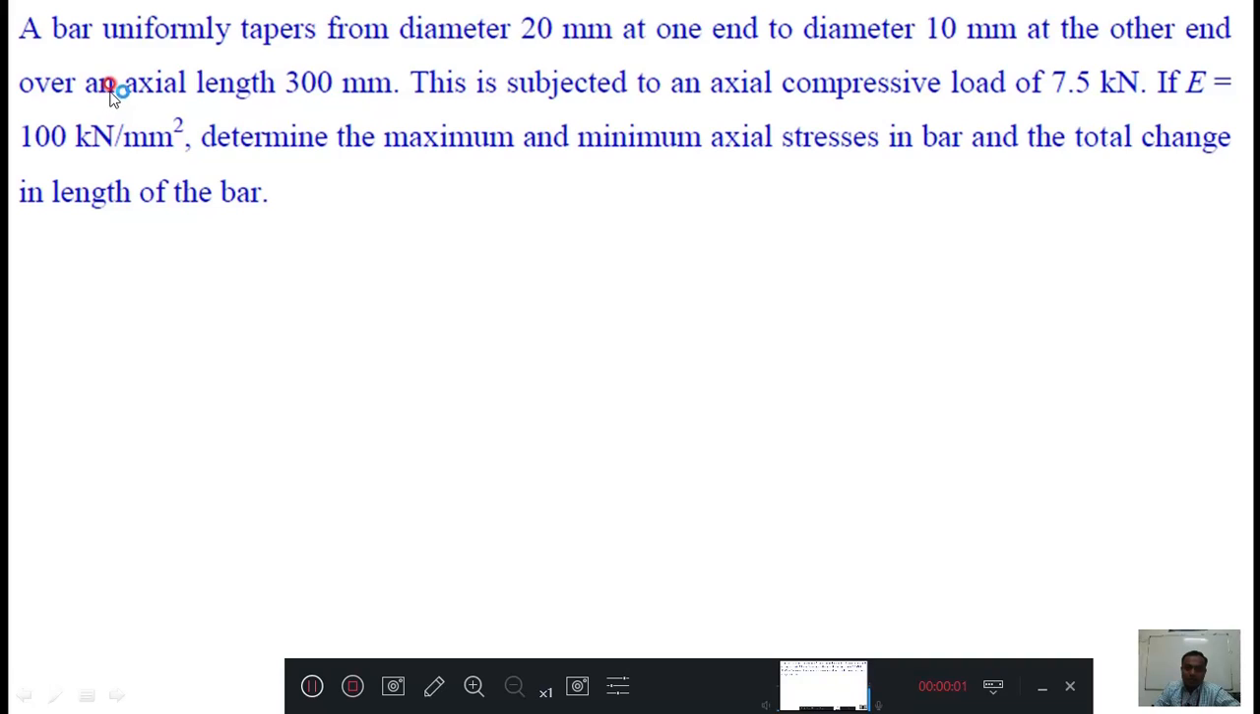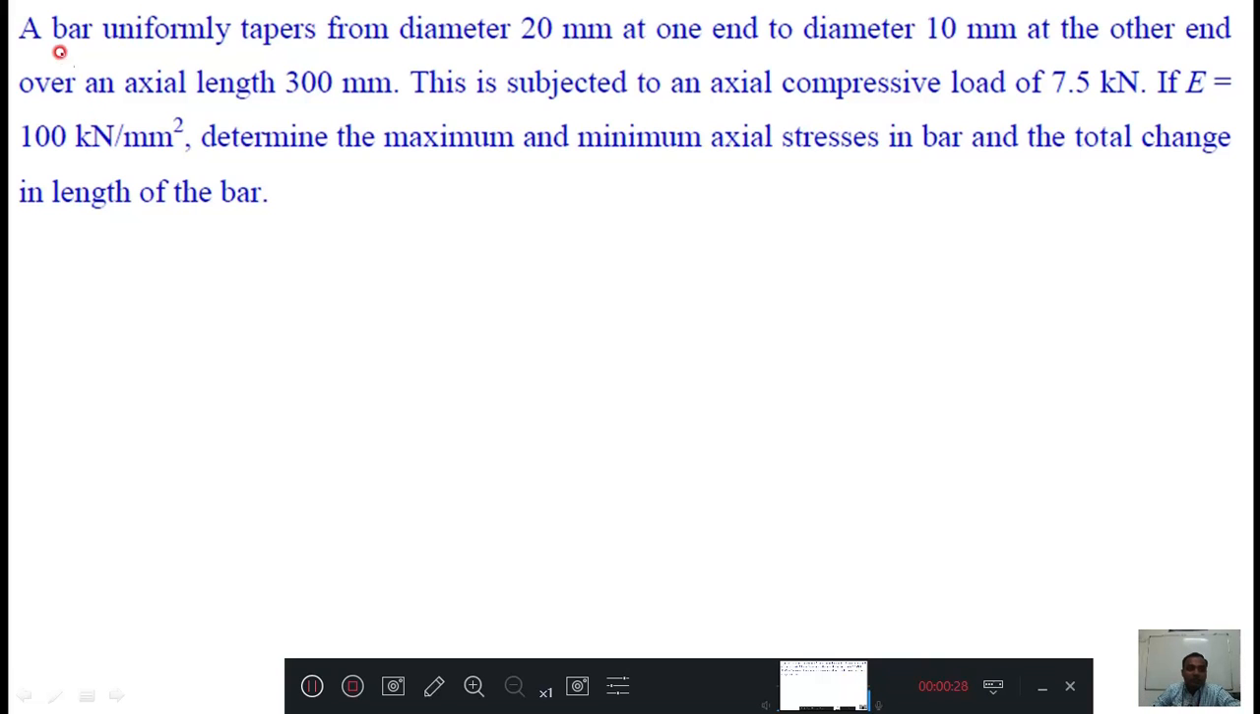In the previous three classes, in videos, we derived three expressions: one expression due to self weight, one expression for a circular tapered bar, and one expression for a rectangular tapered bar. Okay, we have three different problems in today's lecture, and they all depend on these derivations only.